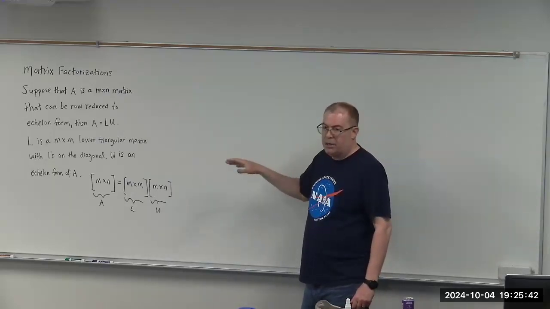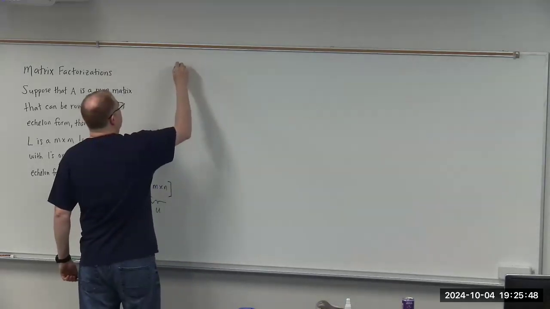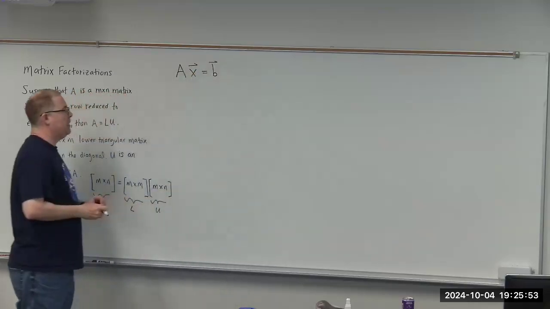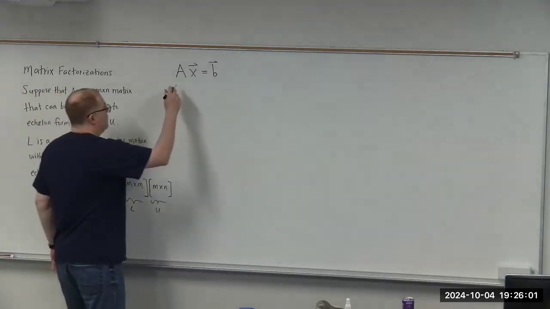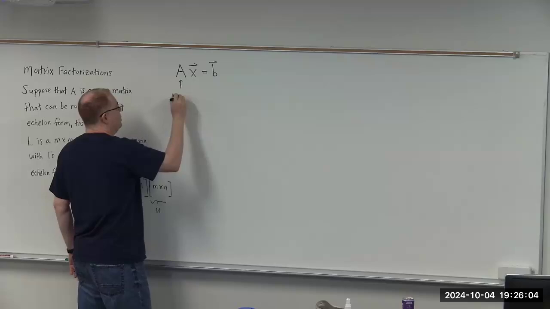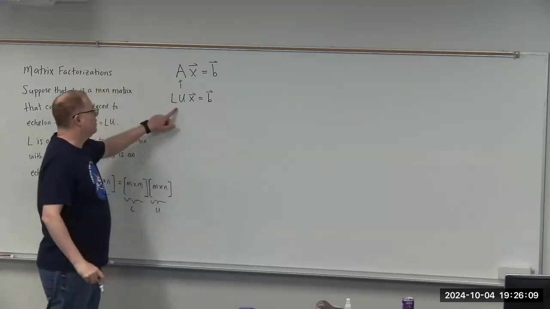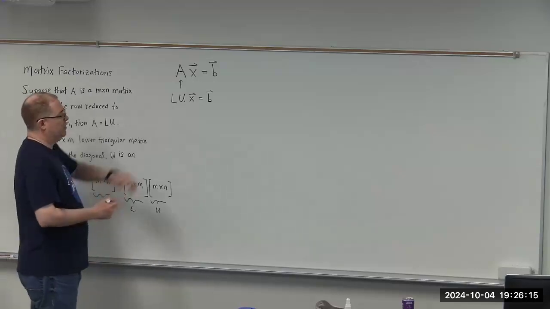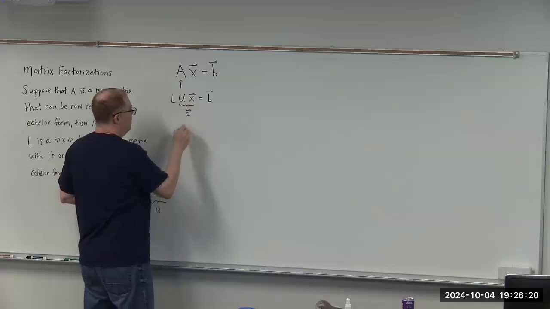And this can also be used to solve a system. So let's say we have our usual system AX equals B. We can rewrite A as L times U. So this is going to give us L times U times the solution vector equals B. Because U times X is a vector, we can denote that to be C.